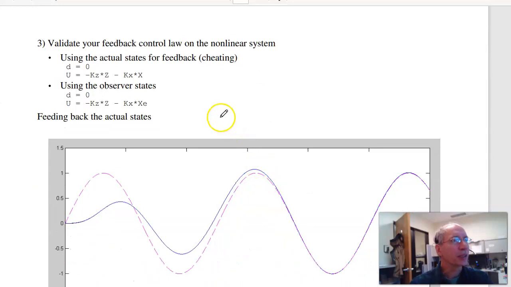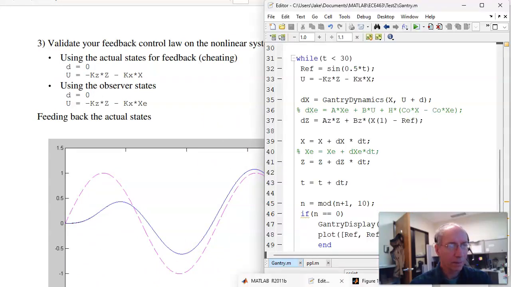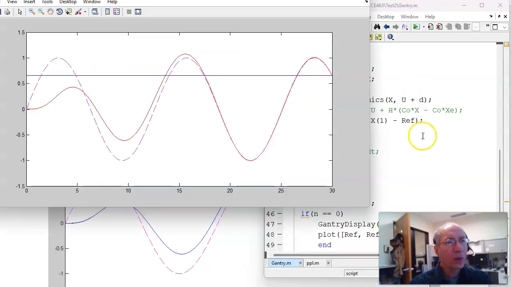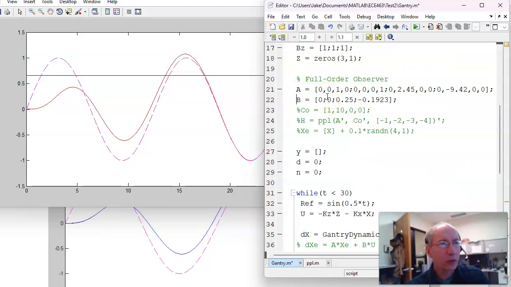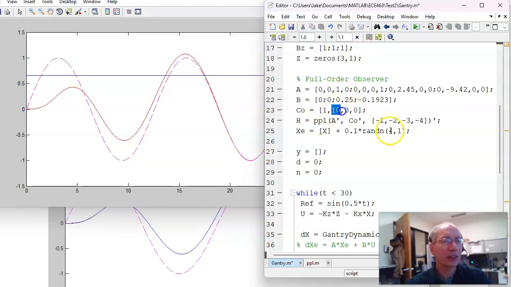Now on the nonlinear simulation, let's go back over here. What I'll do is add the full order observer. So here's the full order observer. There's the C matrix I'm picking. This is kind of arbitrary. Other ways of doing it, that's what I did. Place the poles, find H.